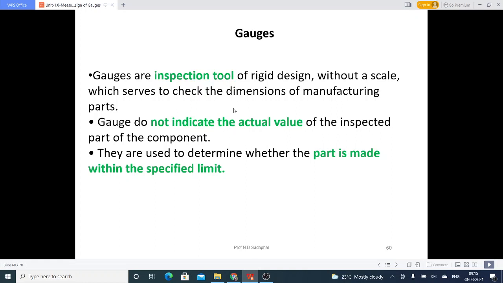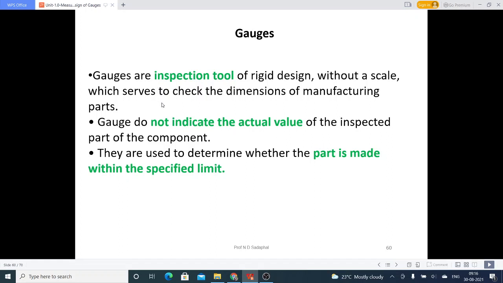Now what are gauges? What is the difference between a gauge and an instrument? These two things are very different. Generally, gauges are inspection tools without a scale. There will not be any marking or graduation like that of a scale on the gauges. So these are only inspection tools.